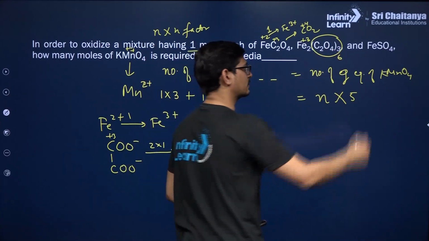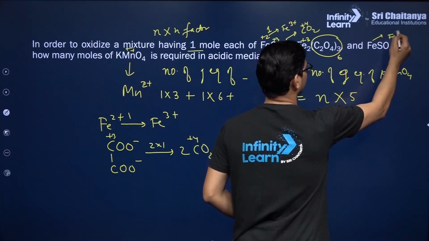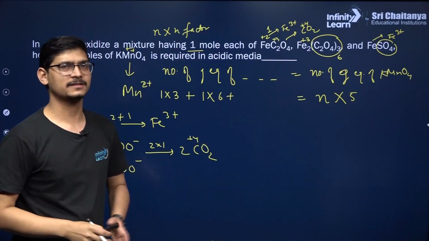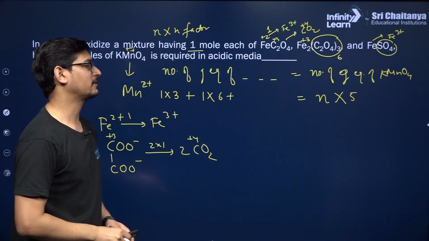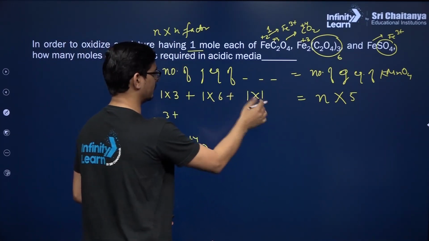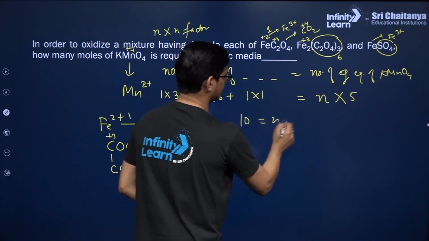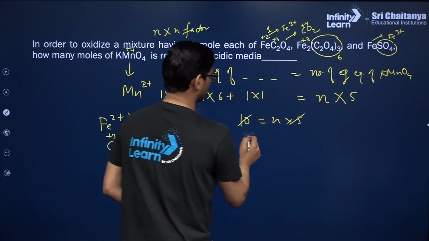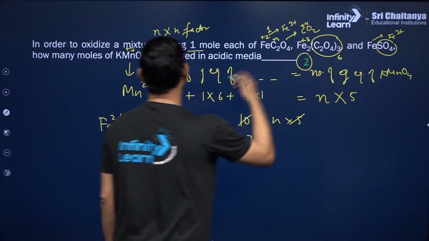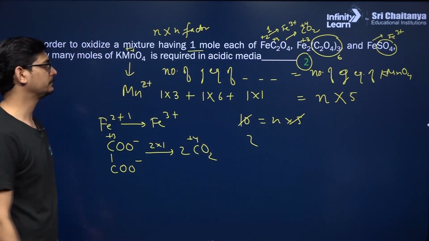Ferrous sulfate will be oxidized to ferric sulfate, right? This will not oxidize because sulfur is already in plus 6, that is the highest oxidation state. So the N factor of ferrous sulfate is 1. So 1 into 1. So this is 3, 6 and 1, that is 10, and this is N into 5. So how many moles do we need? We need 2 moles of them, right? So not a very lengthy question, but yeah, logical one.